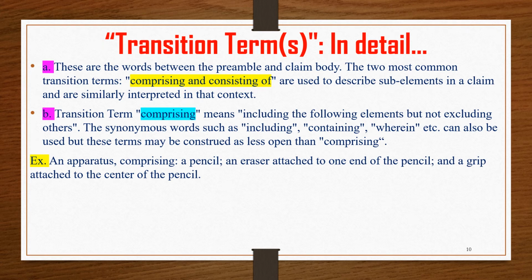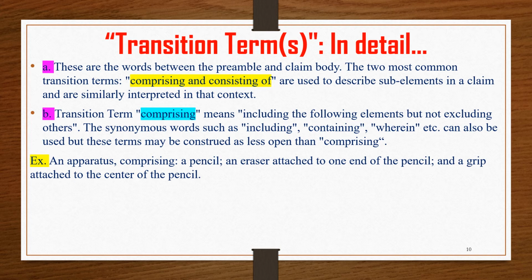Now, the next thing is transition term or terms in detail. So we can say first point: these are the words between the preamble and claim body. Just remember this, that the transition term, because we know the literal meaning of transition. Just by recalling its literal meaning, you can correlate here as well that these are the words between the preamble and the claim body.